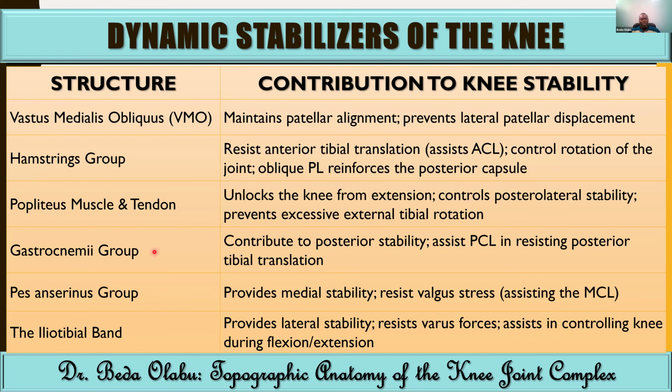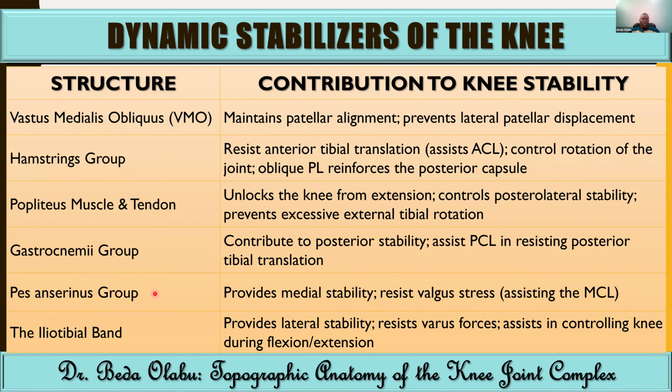Gastrocnemius group, remember we have medial and lateral head. They're also responsible for posterior stability. So they anchor from posterior. Again, just like the hamstring, they're in two columns, medial and lateral, with almost equal force. So again, balancing the forces posteriorly. Together with the posterior cruciate ligament, the gastrocnemius muscles actually resist posterior tibial translation.